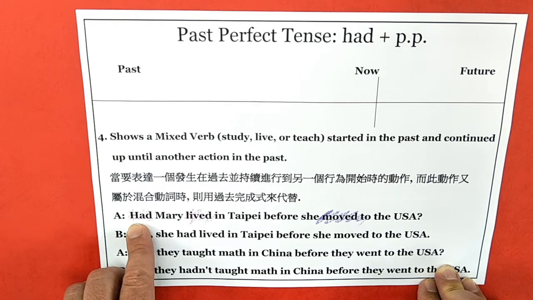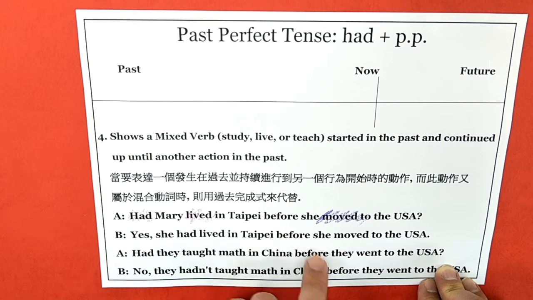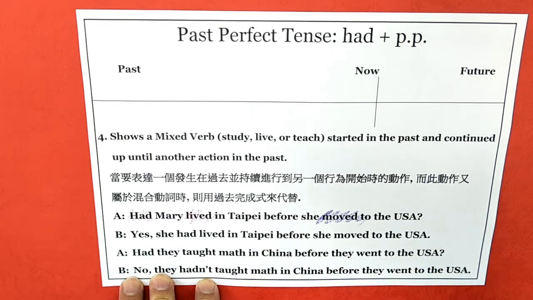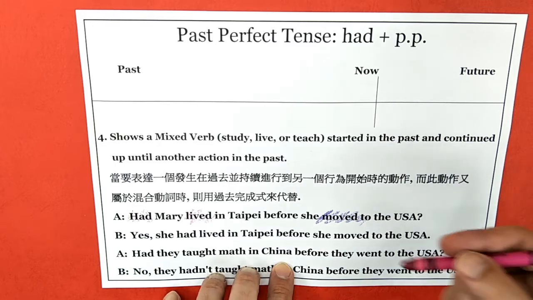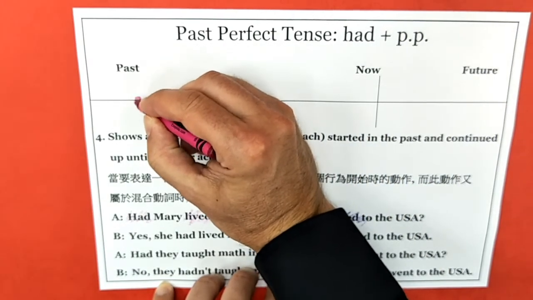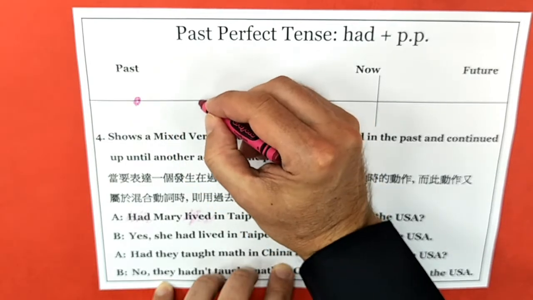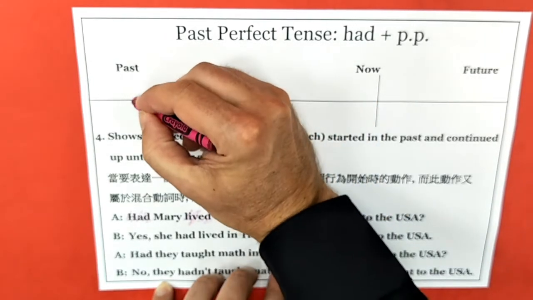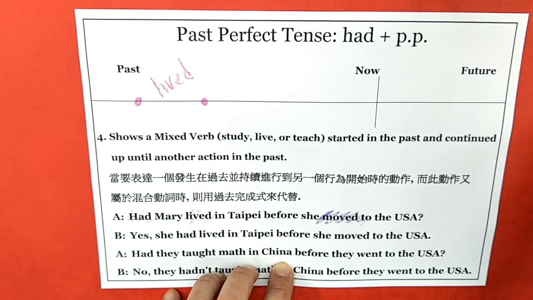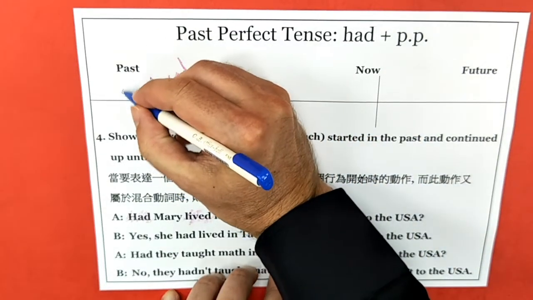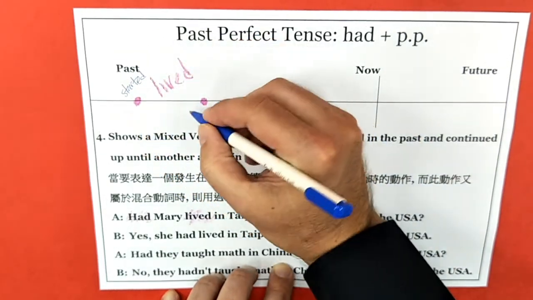Or you could use the past perfect. Had Mary lived in Taipei before she moved to the USA? That confuses American students because they think, well, which is the best answer? Well, I personally like past perfect tense, but you could also use the simple past. All right, so again, here we have Mary. Here she started living in Taipei, and here she left Taipei. So here she lived in Taipei, right? She lived in Taipei. Remember, she started living here. Here she left.